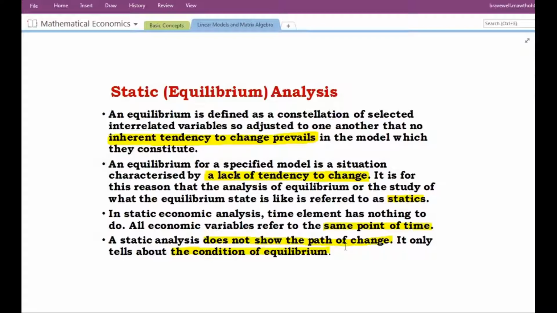Now remember, in static analysis or equilibrium analysis, time element has nothing to do. All the economic variables refer to the same point of time. So what it means is that a static analysis does not show how the equilibrium is attained. It merely discusses the point of equilibrium, or it merely tells us about the condition of equilibrium.